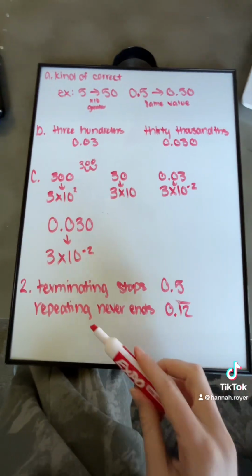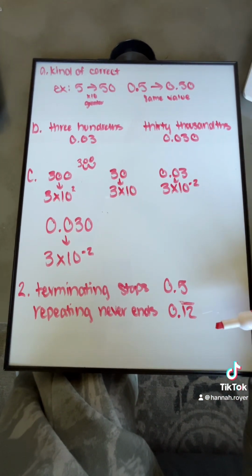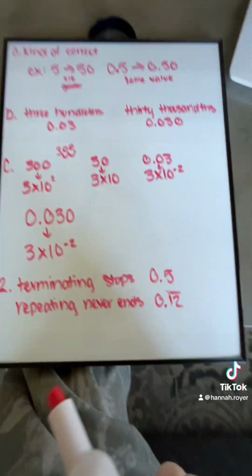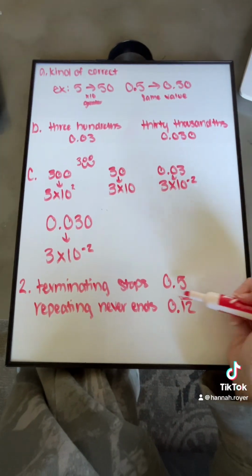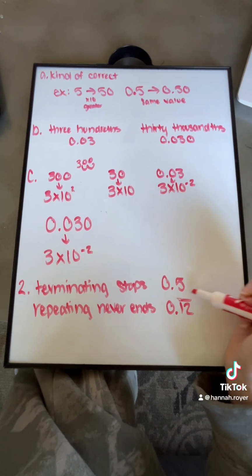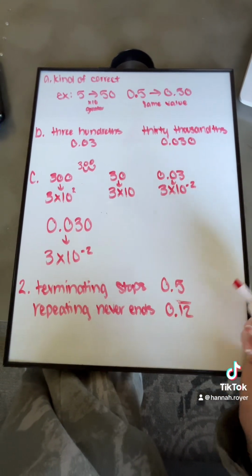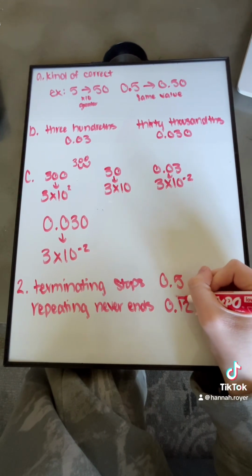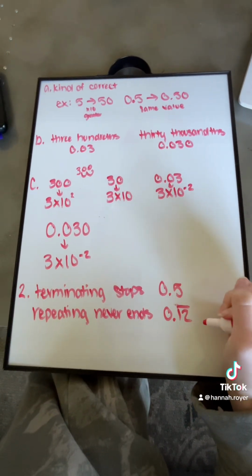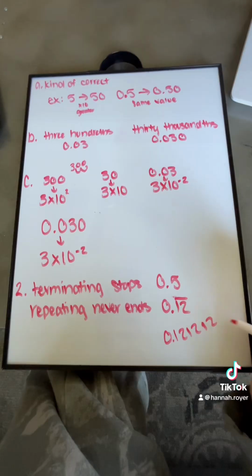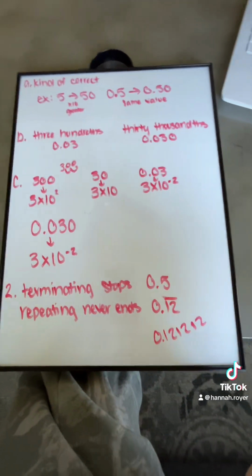The difference for number 2, the difference between a terminating decimal and a repeating decimal is that a terminating decimal stops, so it's just 0.5. Like there's nothing after that, it would just stop. And then a repeating decimal, it never ends. So you always put a bar over the repeating numbers. So like this number would be 0.12, 12, 12, and they would keep going on and on and on.